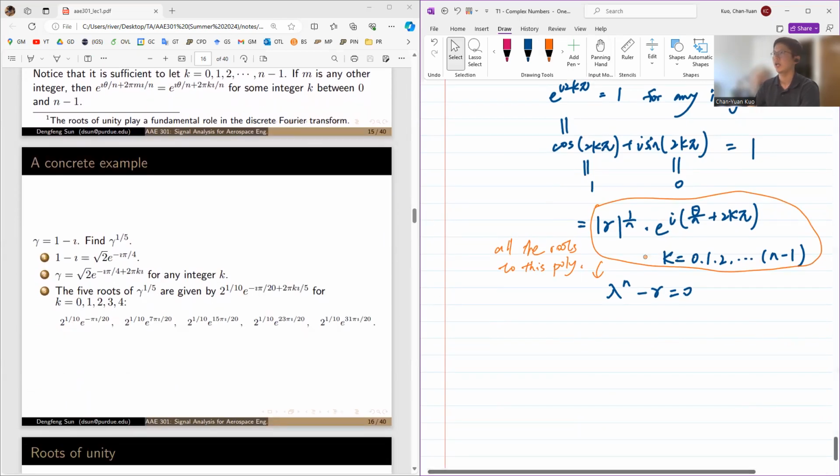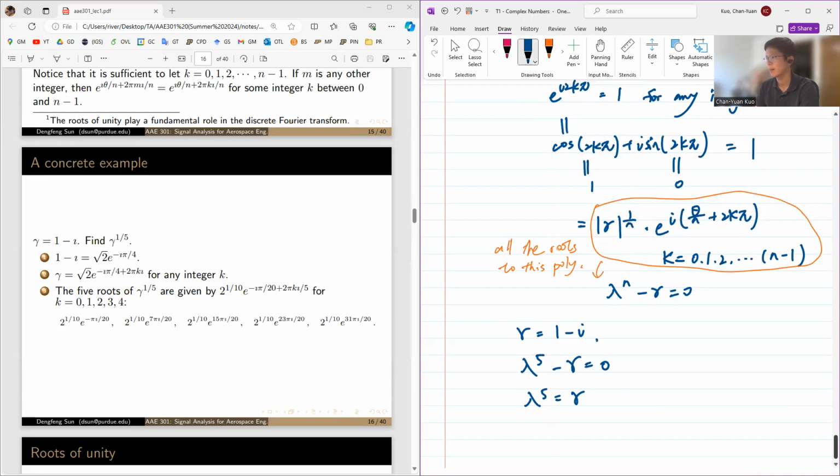Now let's take a look at an example. Say we have gamma equals 1 minus i, and now we are asked to find the solution to this polynomial equation: lambda to the power of 5 minus gamma equals 0. The first thing we do again is we move gamma to the right hand side, and we have lambda to the power of 5 equals gamma.